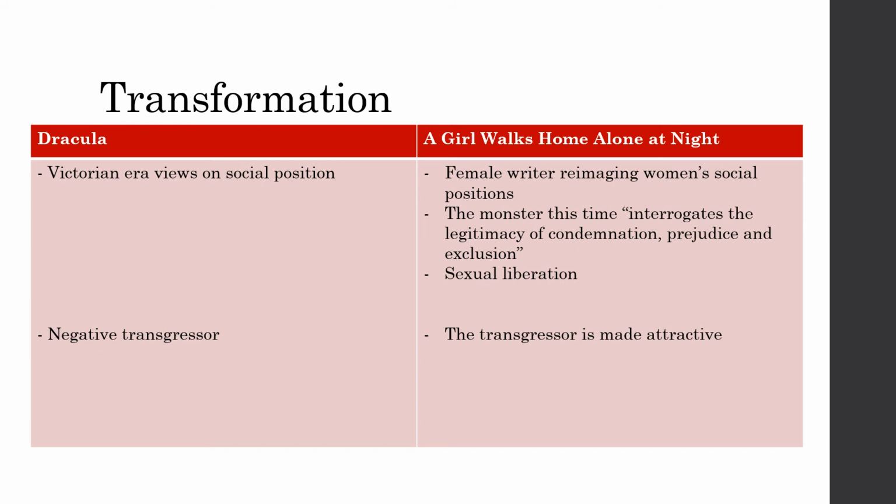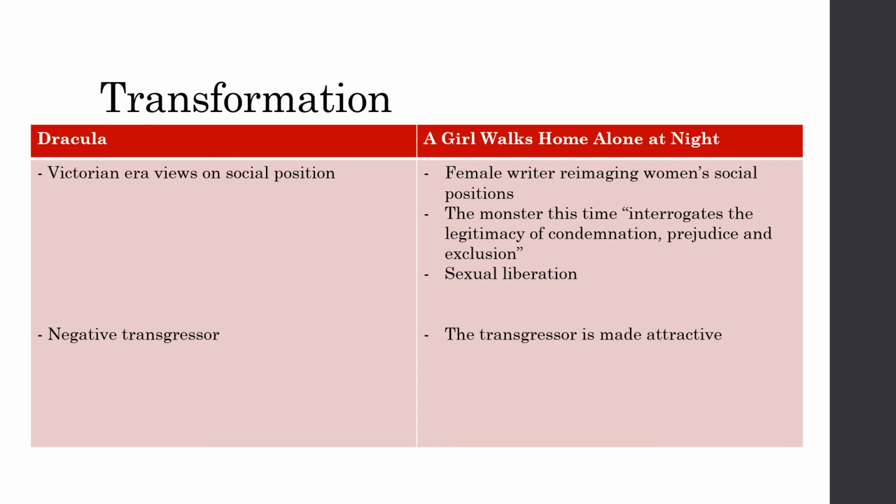Amirpour has reimagined women's social position, allowing the monster to, and I quote, "interrogate the legitimacy of condemnation, prejudice, and exclusion." The vampire parody in the case of Amirpour's work comments on the unequal treatment of women, sexuality, and race. This is very much a postmodern text. Thus, the vampire has had to adapt and transform to remain relevant in a modern context. Transformation is extremely relevant when discussing these texts.